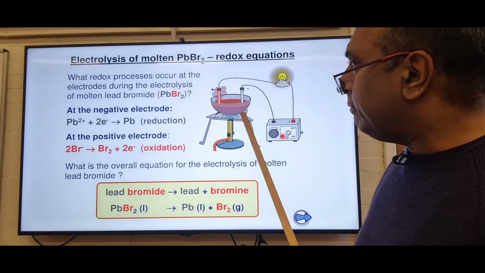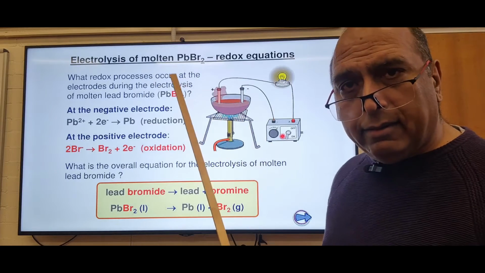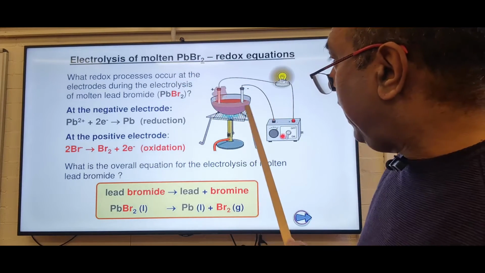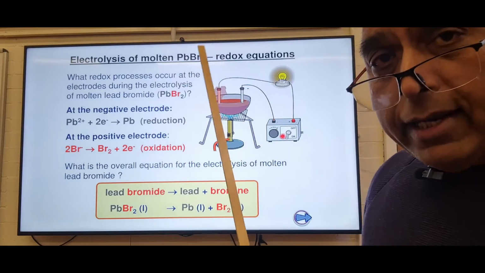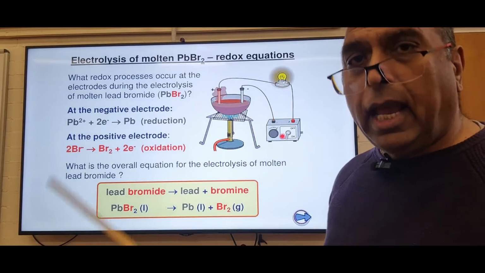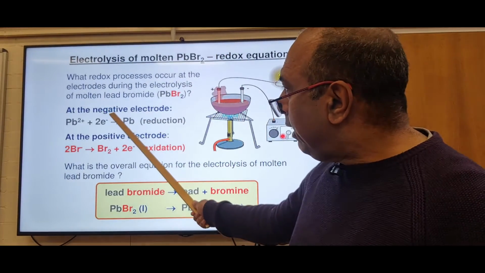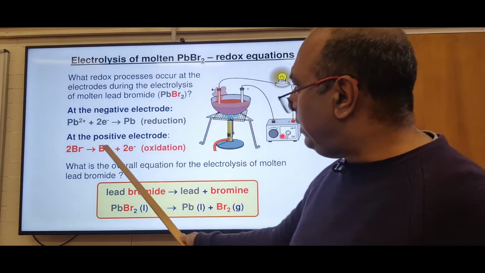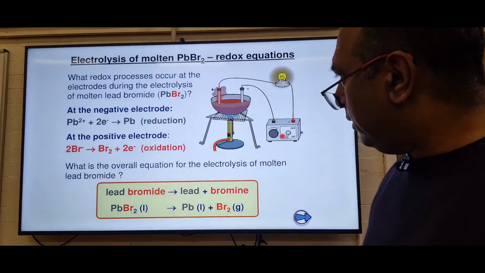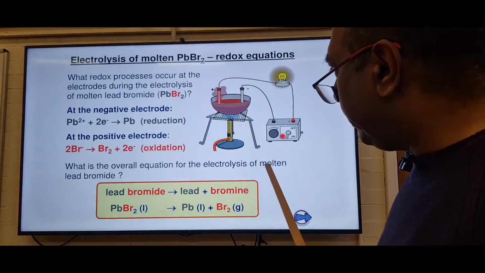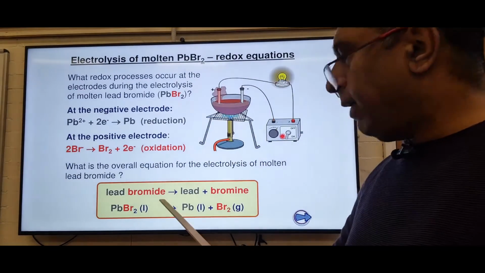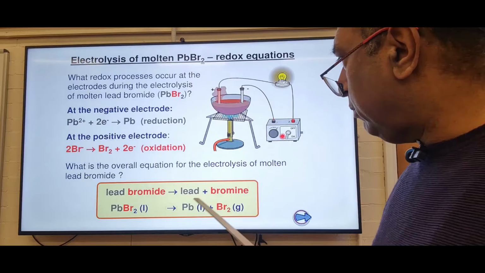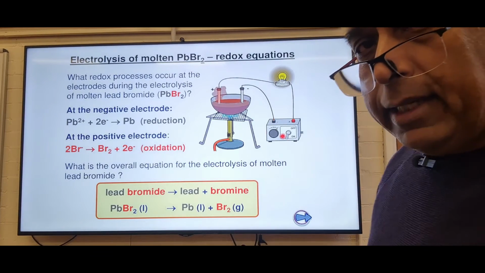What if we melt it? Well, if we melt it, it'll be liquid. Then the ions are free. Then it will conduct. And when it conducts, you get a reaction where you get lead at the negative and bromine at the positive. The overall equation for the electrolysis is lead bromide breaks down to make lead and bromine gas.